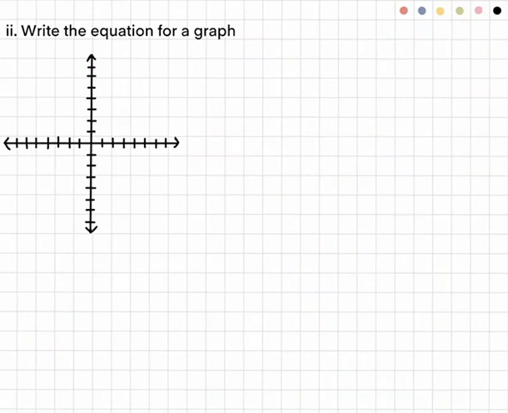Okay, so for our second learning goal, we're going to learn how to write the equation for a graph. So let me try to draw a graph for you here. Okay, color. All right. Let's see. I'm going to put this here, and I'm going to label that.